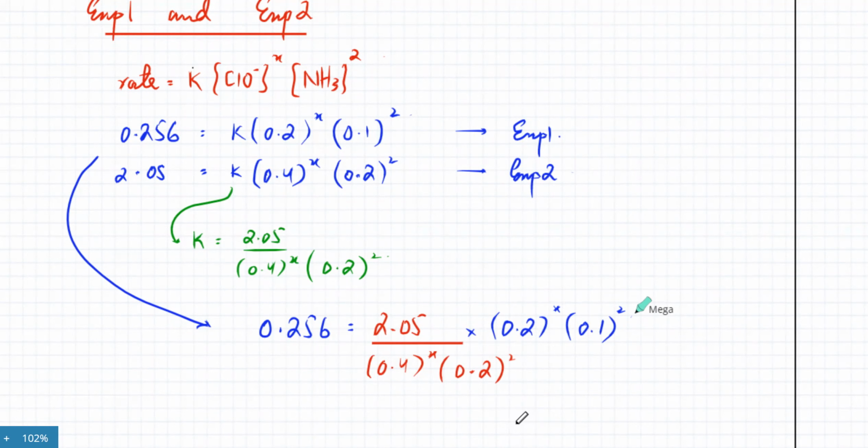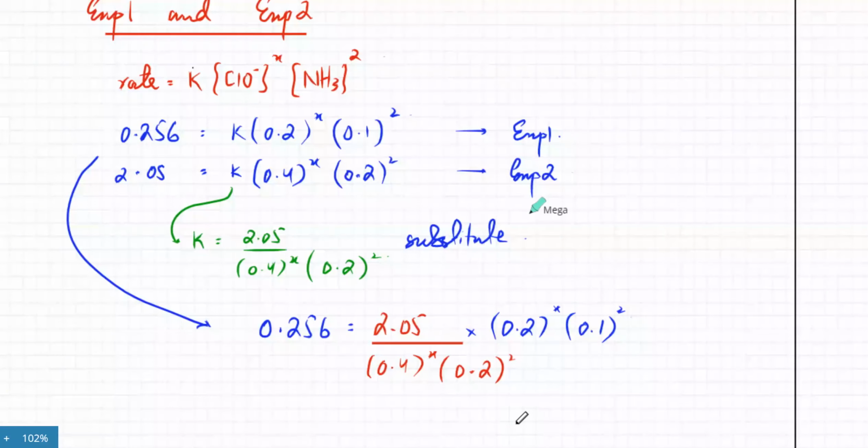यहाँ तक clear? Is this clear? This thing? Yes, sir. Yes, sir. Okay, so I'm just substituting 1 K into the other equation.